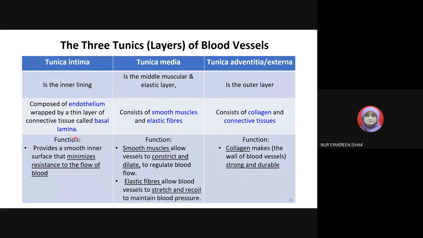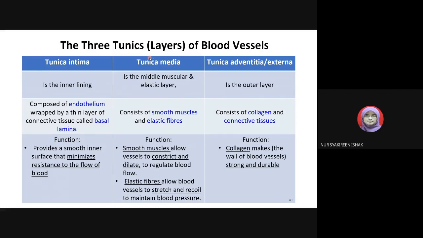For the tunica intima, the function of having a thin layer of endothelium is to provide a smooth inner surface that minimizes resistance to flow of blood. So it provides a smooth layer so that blood can flow easily without any resistance. As for the blood capillaries, being one cell thick allows easy diffusion of respiratory gas and also nutrients out of the blood capillaries through the endothelium layer.